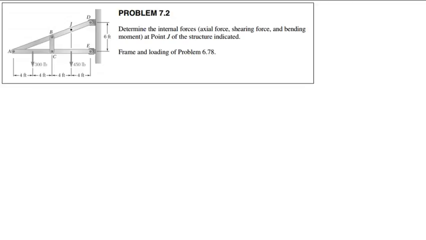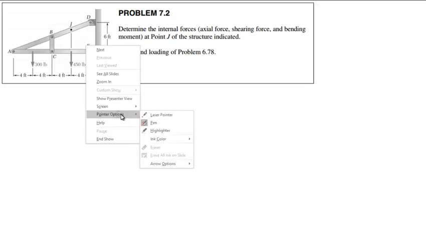let's begin. Problem 7.2 in the Beer Vector Mechanics book: determine the internal forces, axial, shear, and bending moment at joint J of the structure indicated, the frame and loading from problem 6.78. Okay, so we need to find the internal forces on the member there. And in order to do that, we'll first need to find the reactions.